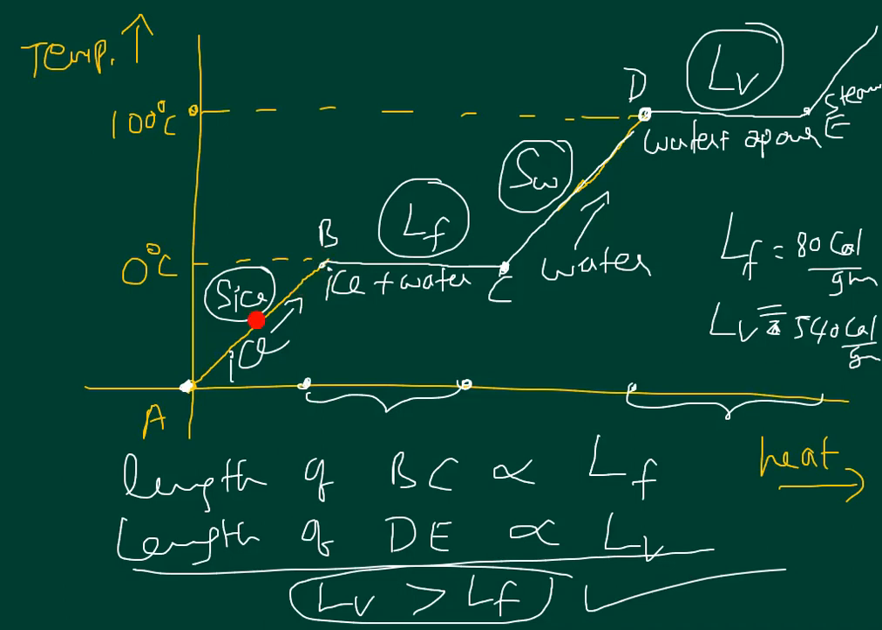This line slope is nothing but 1 by mass into specific heat of ice. Here 1 by mass into specific heat of water. Specific heat of water only I am calling as liquid. Ice only I am calling it as solid. Nothing other than that. You need not get any confusion in that regard.